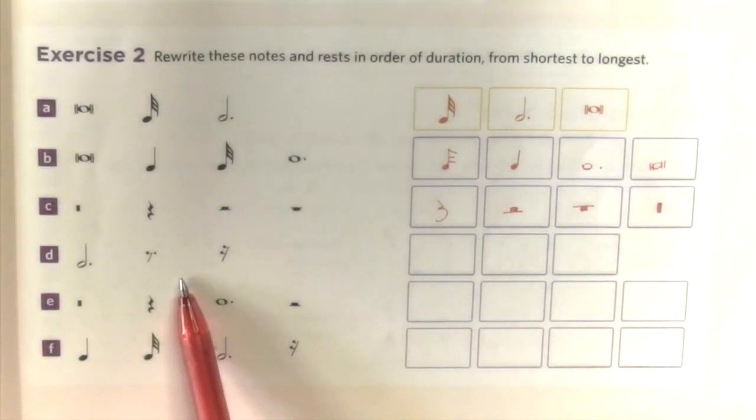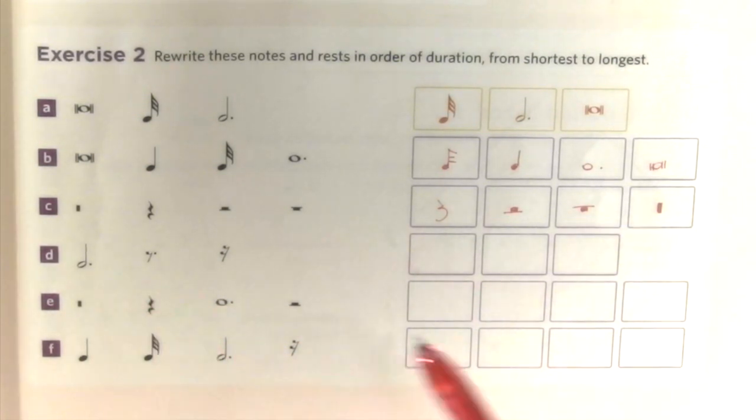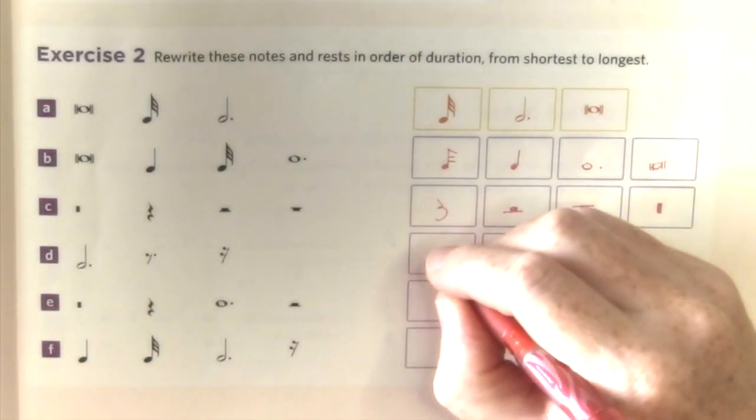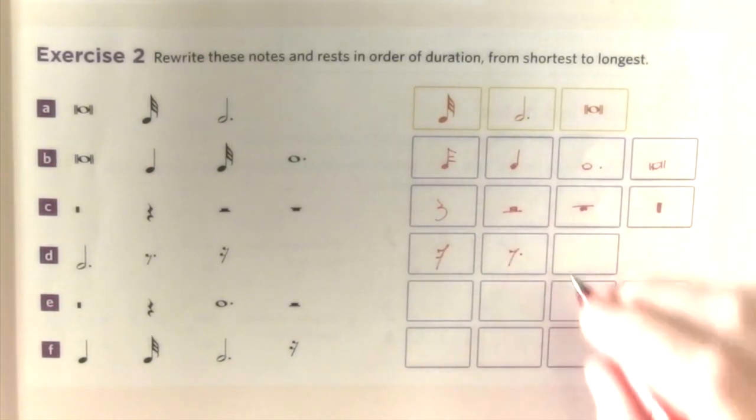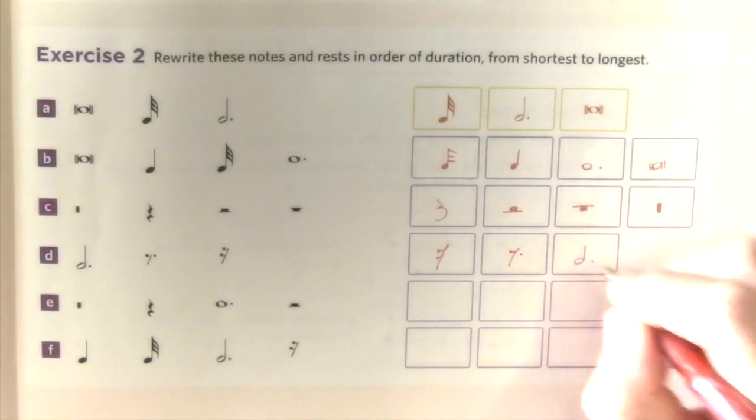Next one is a mixture of rests and notes, well, one note. So we have the semiquaver first, the dotted quaver next, and the dotted minim next.